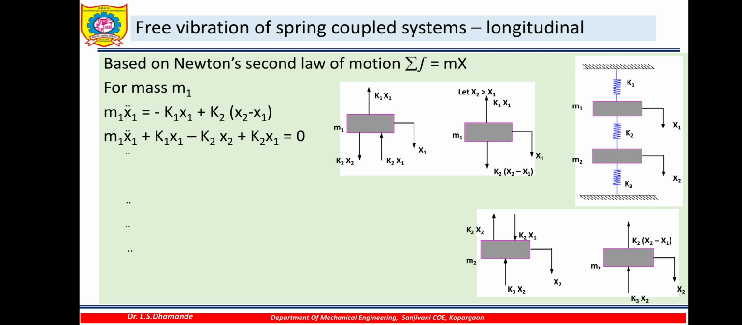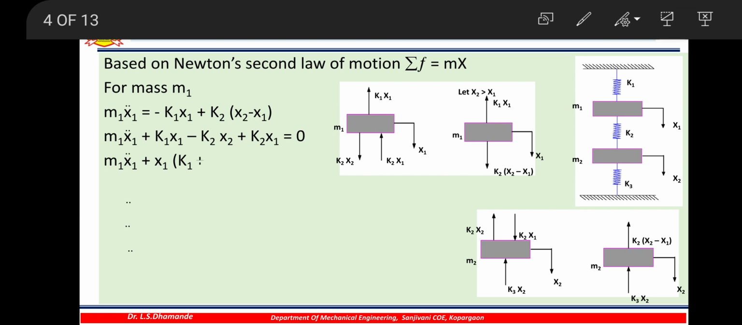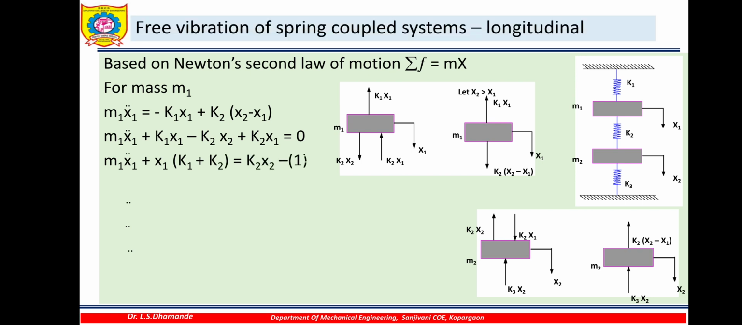Now I will write the equation in a simplified form. I multiply this K2 into (X2 minus X1), so I am writing separately K2 into X2 minus K2 into X1, and now I am separating the terms of X1 and X2. So X1 has K1 here, and here it is K2 X1. So I will write X1 into (K1 plus K2) equal to K2 X2. Since it is a minus sign here, when I move it towards the right side, it becomes positive. So this is equation number 1 that we obtained from the free body diagram of mass M1.